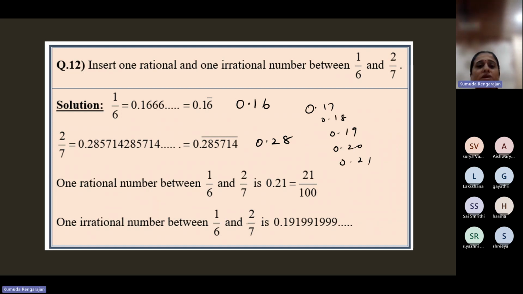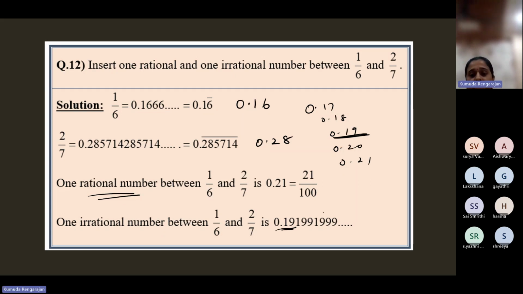A rational number should be terminating or non-terminating repeating. Now don't take that. Take a terminating decimal. So 0.21. Put it in the P by Q form, 21 by 100. So done with inserting a rational number. Now the irrational number. So I start with 0.19.